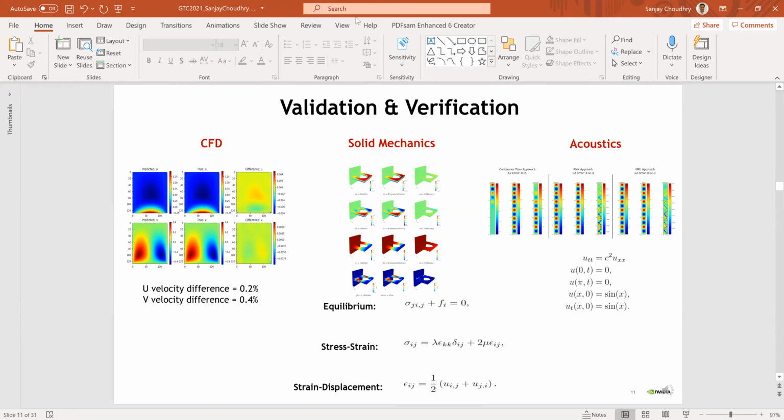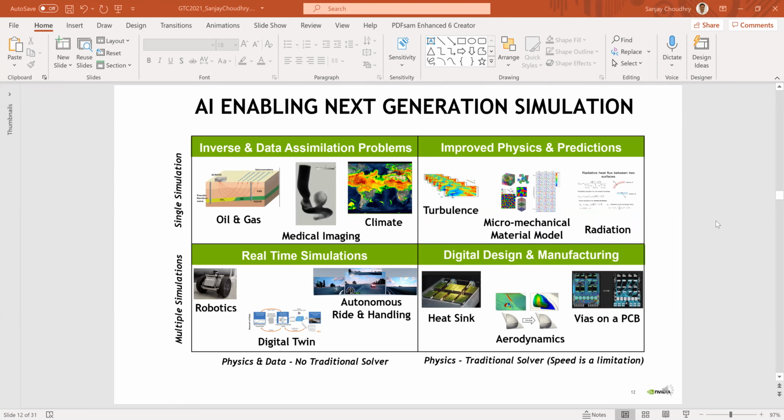So in this slide, you can see the different areas and domains where Simnet has been applied. The first one is improved physics and predictions. Here, actually, neural networks can be on their own, or they can work in conjunction with a solver.